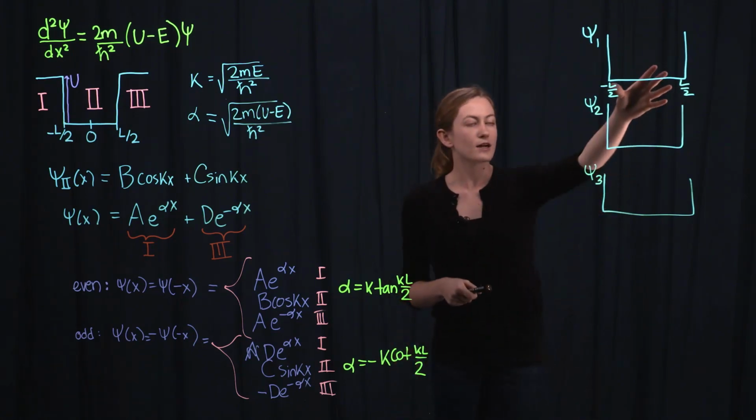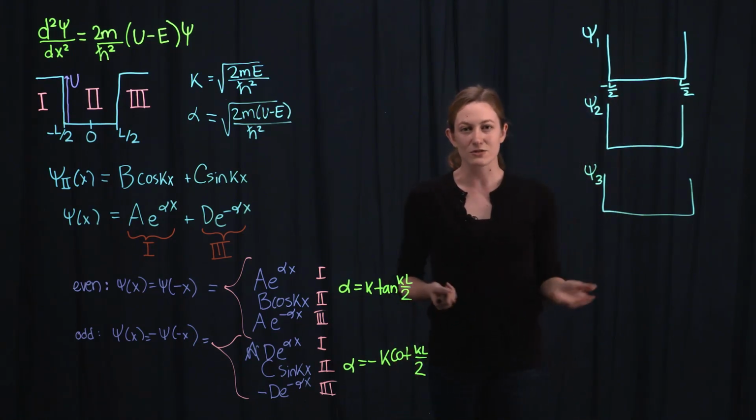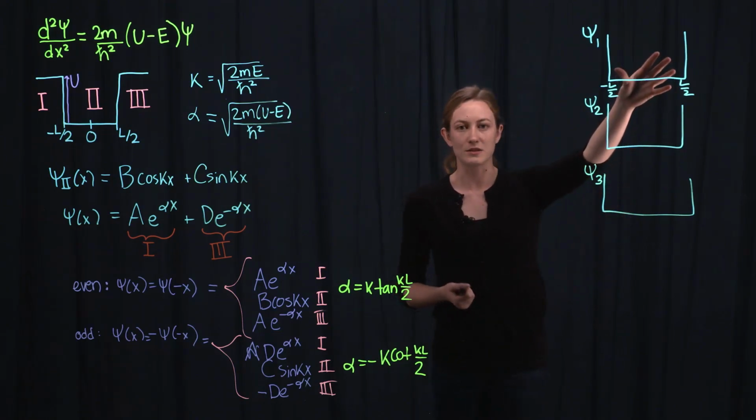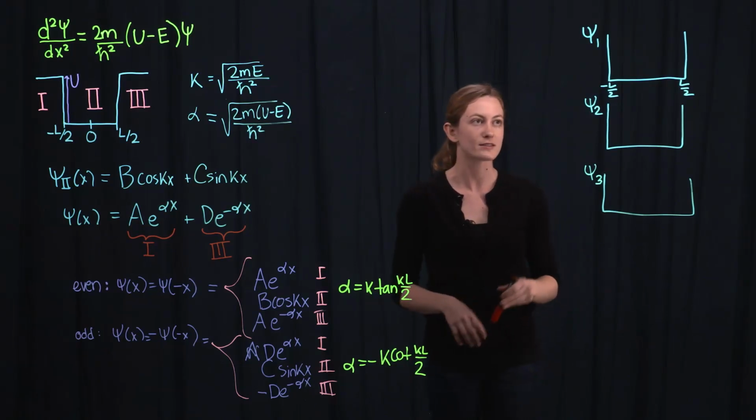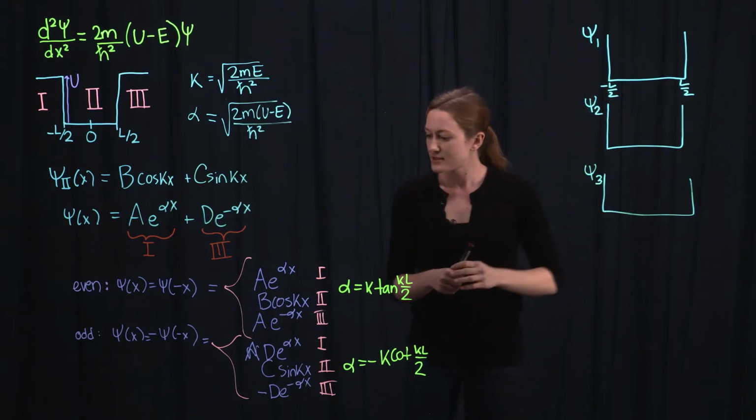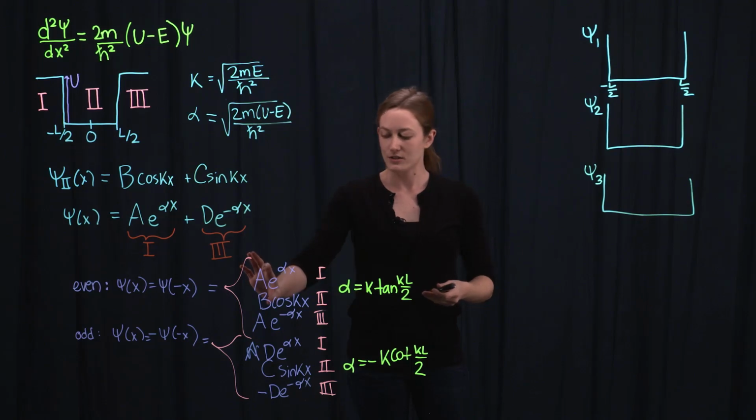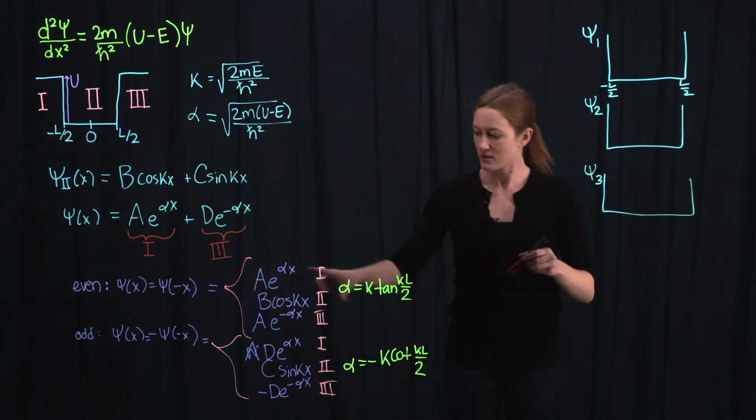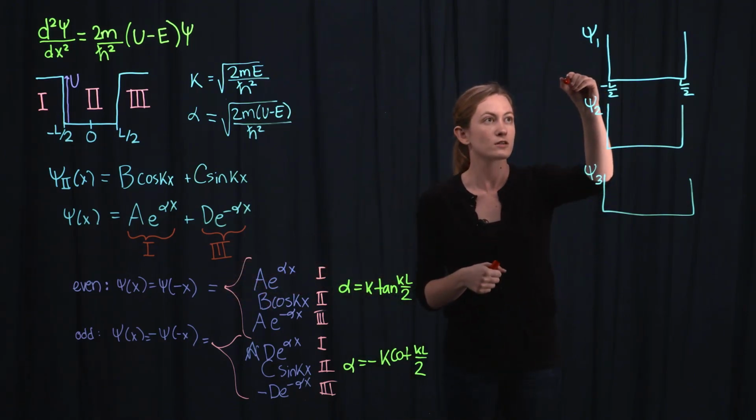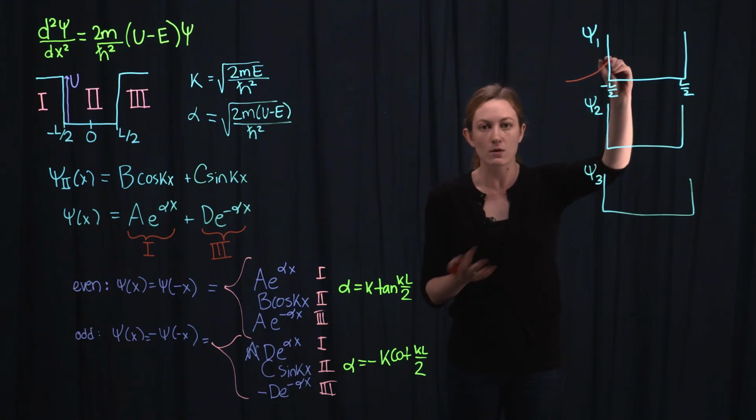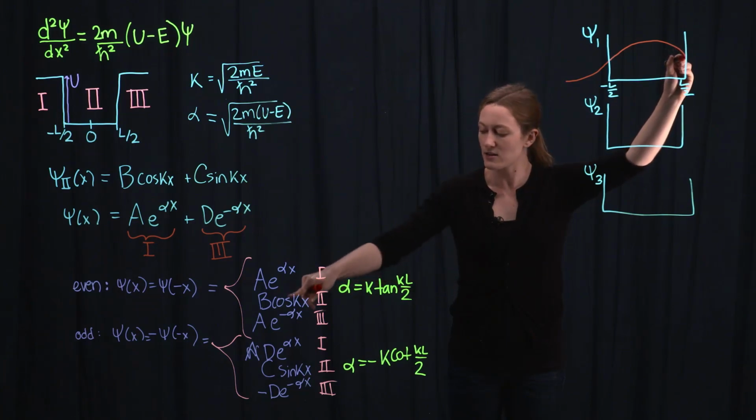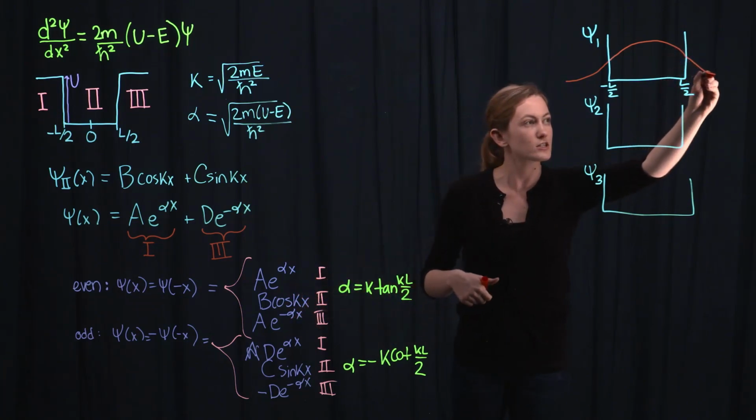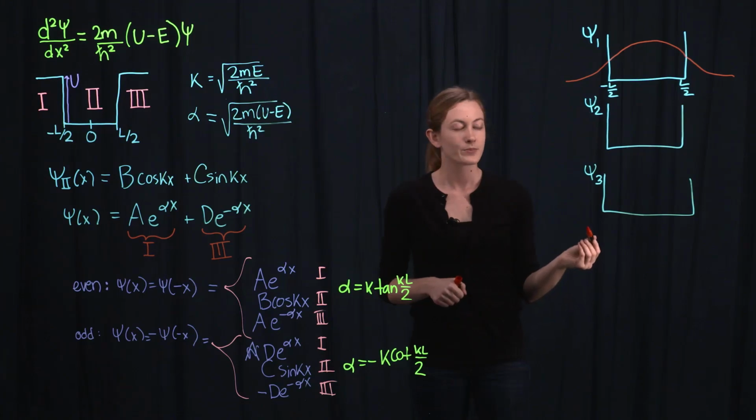So the ground state will have no nodes, and this is a general feature in quantum mechanics. The ground state has no nodes, and the more nodes in the wave function, the higher the energy level it corresponds to. So this state will be an even solution. So we'll start with the growing exponential. It'll match onto a cosine function with no nodes. And then that'll match on to the decaying exponential, like this.